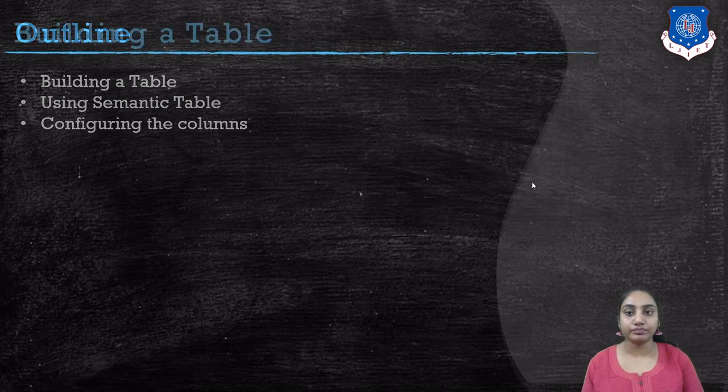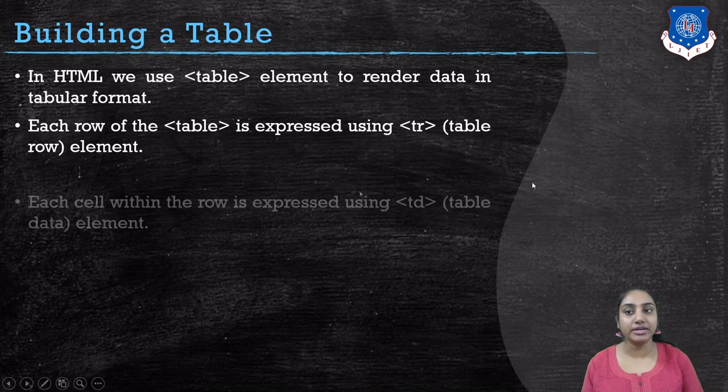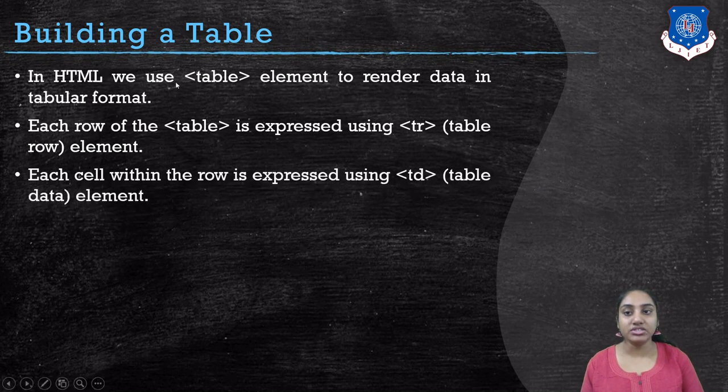So now, what is building a table? In HTML we use the table tag element to render the data in a tabular form. The row of the table will be expressed using the tr tag and the column of the table will be expressed using the td tag. That is, tr means table row and td means table data.